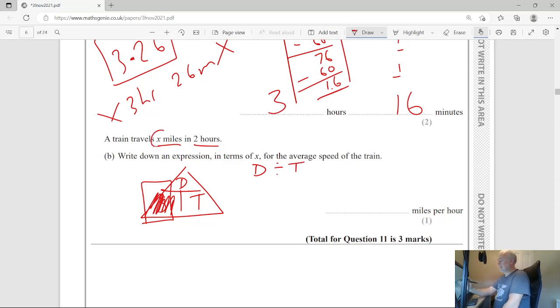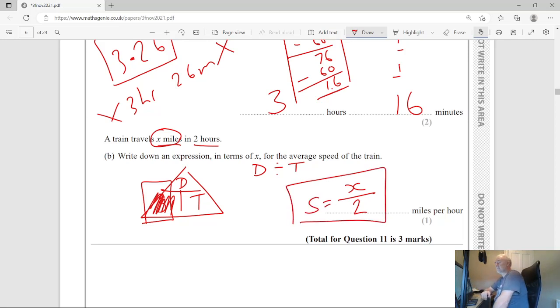So my distance is x miles. So x divided by how much time? 2, and that's going to be my speed. My speed is going to equal x divided by 2. I'm going to leave it as that. All I've done is take the speed, distance, time triangle and substitute the distance in x miles.